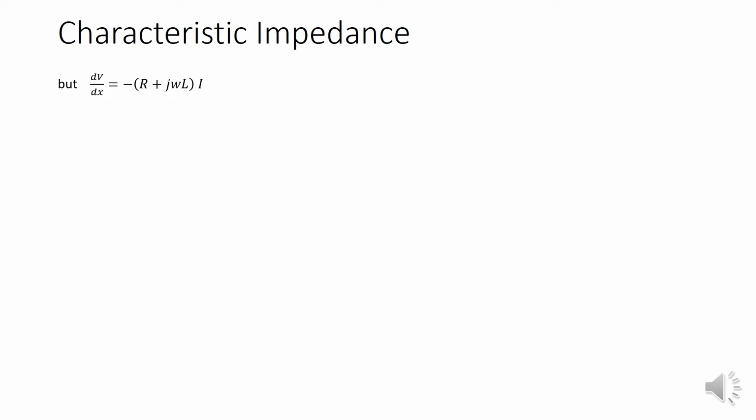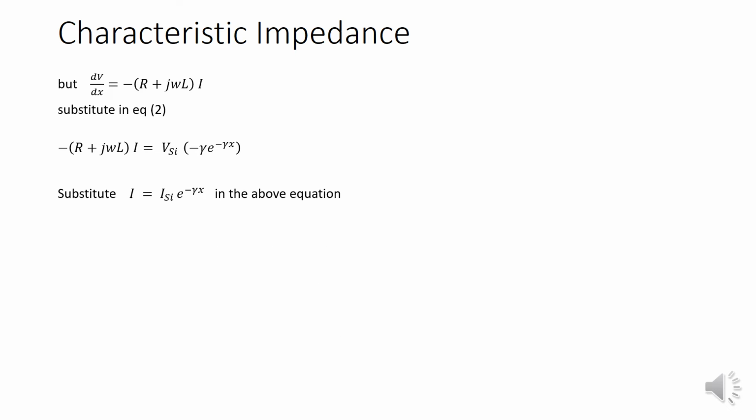But we have already seen from the previous derivations, dV by dx is given by minus (r plus j omega l) into I. Substitute this equation in the dV by dx equation. So it will be minus of (r plus j omega l) into I is equal to VSI into minus gamma e to the power minus gamma x. Substitute for the current, where current is given by I is equal to ISI into e to the power minus gamma x in the above equation. We get this equation. Simplify this equation.